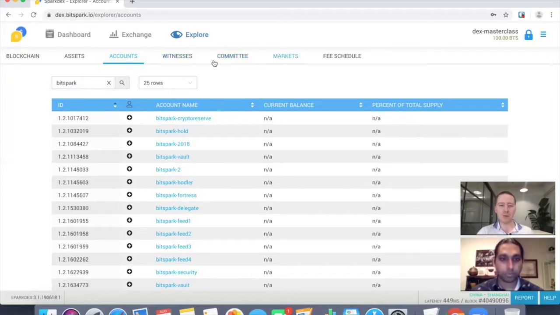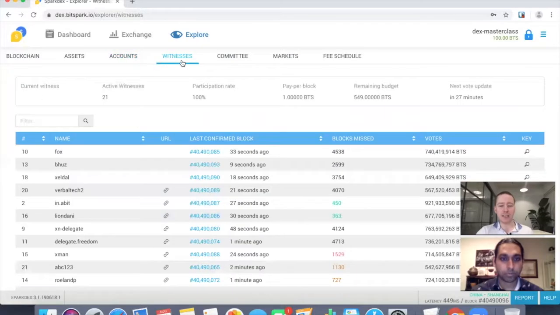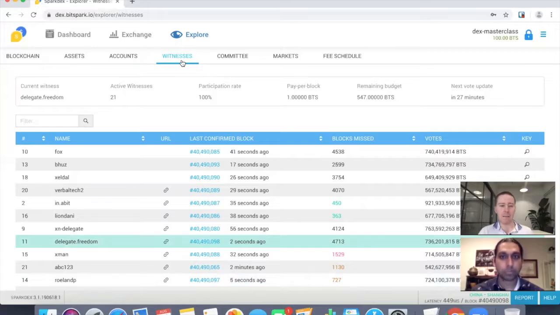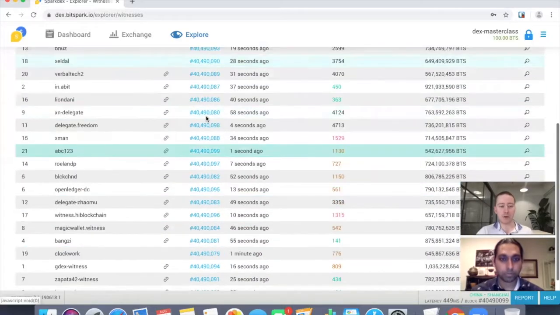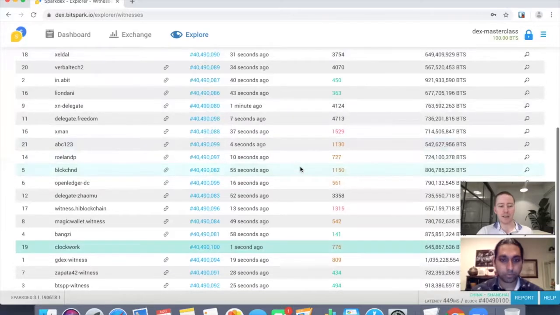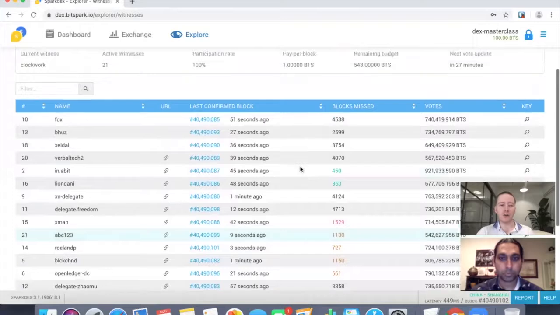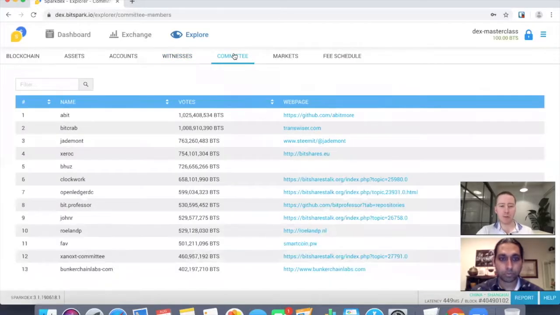There are some other things here which we'll just touch upon briefly. Witnesses: we talked a little bit in the previous episodes about delegated proof of stake. Essentially, these are the witnesses that are verifying blocks, and they are voted in by the stakeholders in Bitshares, so you can view all of them on Sparkdex. The committee as well is also voted in, and that is a number of accounts which are able to set the fees. That's all they can really do, they can set fees and parameters. So you can keep track of who's in that as well.